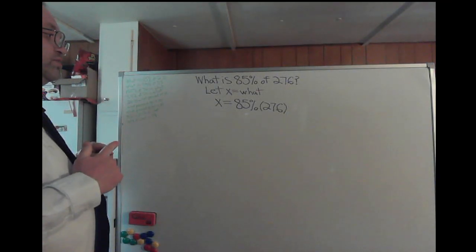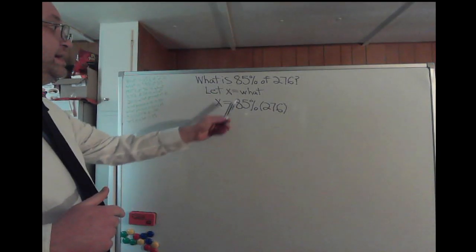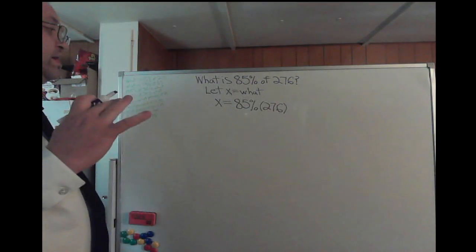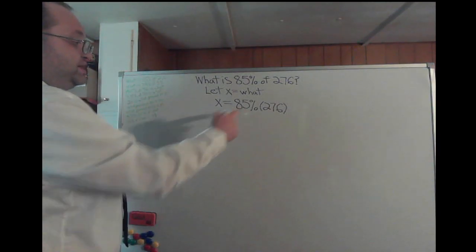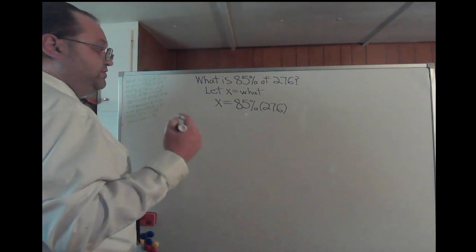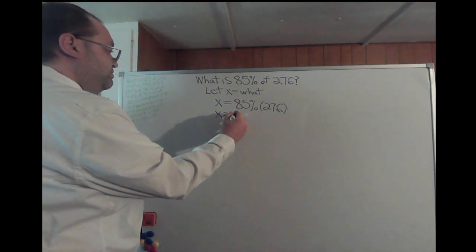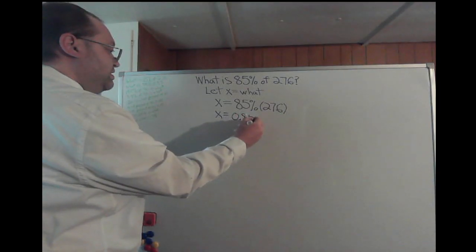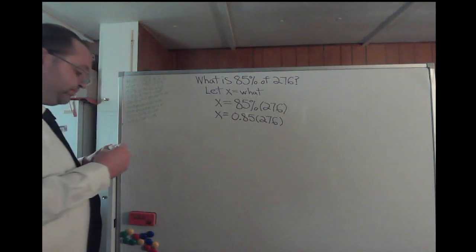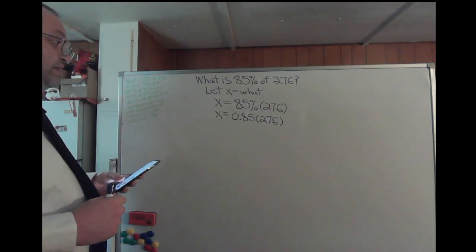Biggest thing here to do, now that we have our equation, so x, that what is 85% of 276. Biggest thing you're going to do now, take that percent, translate into a decimal. So we know 85% as a decimal, move it 2 decimal places to the left, is going to be 0.85. So we would have x is equal to 0.85 times 276. Now it's just a matter of put it in your calculator, see what you get. Which that's what I'm about to do right now.